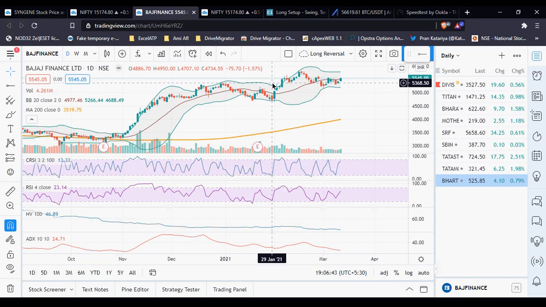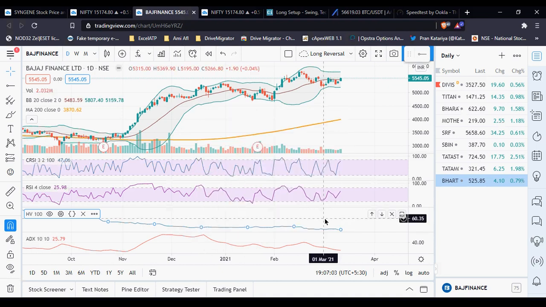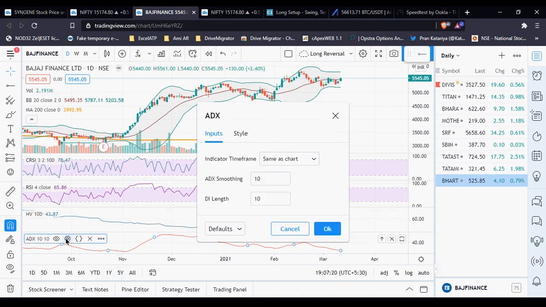Someone is asking how to calculate HV. HV is just an indicator from TradingView, right? It's an indicator. You just have to make the changes. Historical volatility length should be 100. So basically it's a 100-day historical volatility? Correct. Historical volatility should be above 40 and the ADX should be above 30. The ADX settings have also been explained, right? You have to change the values to 10.